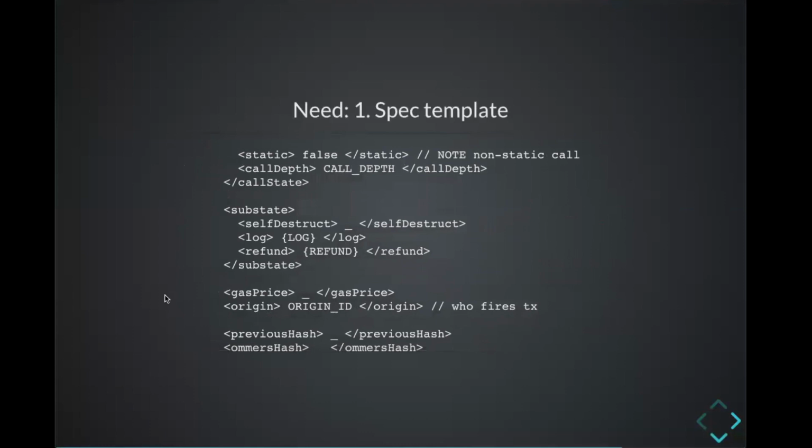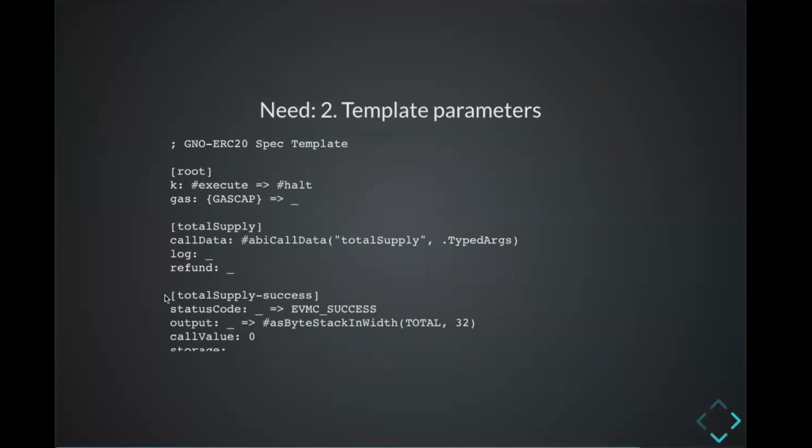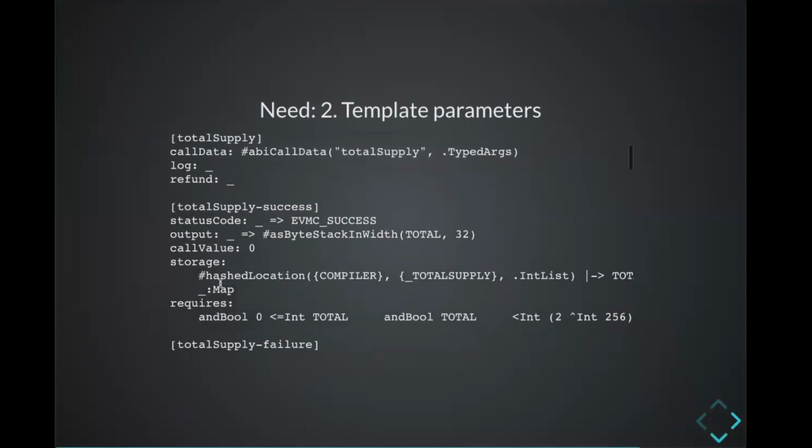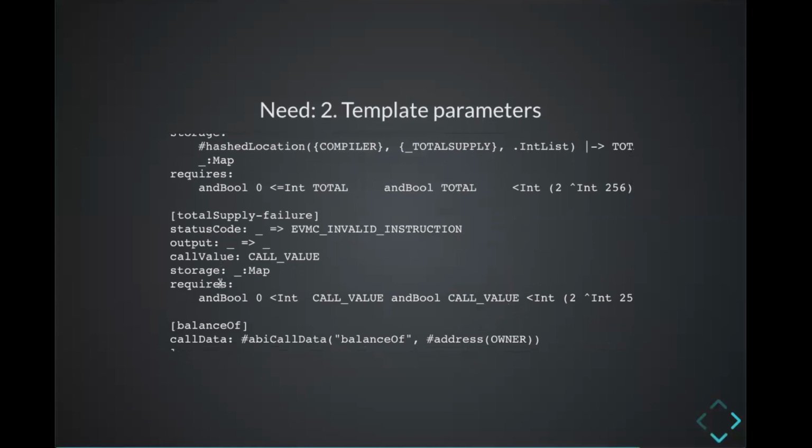So we need a spec template. We also need the function and program parameter file. The reason this is so interesting is this is actually the file that we are working with 99% of the time while doing firmware verification. This file contains all of the functions and all of the cases that we want to verify.